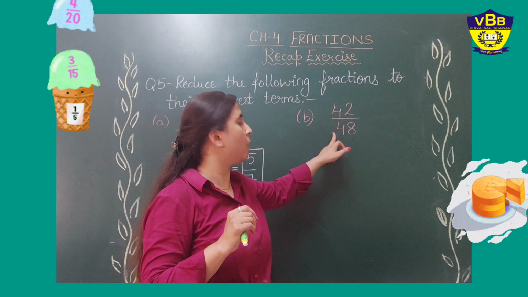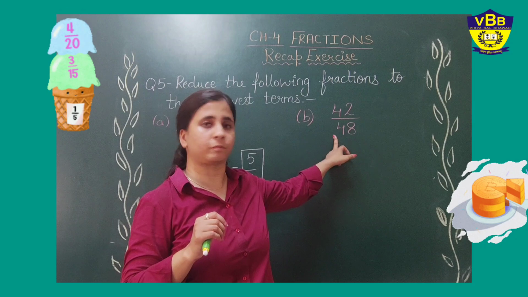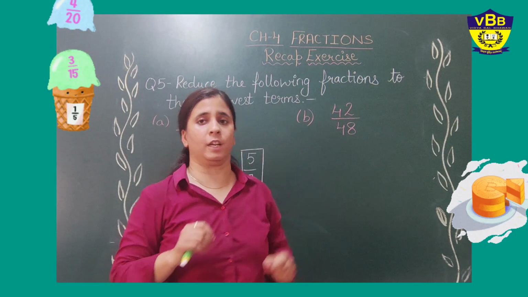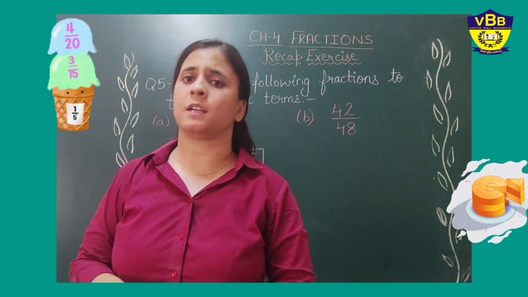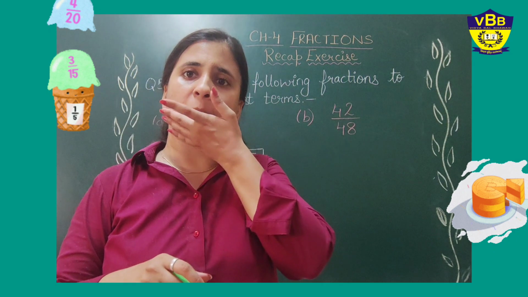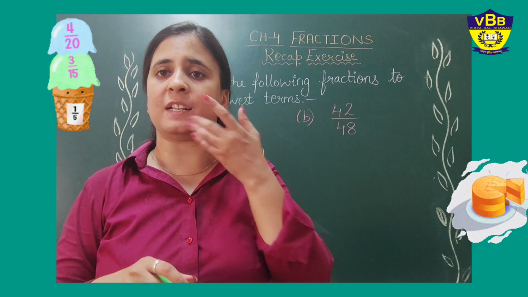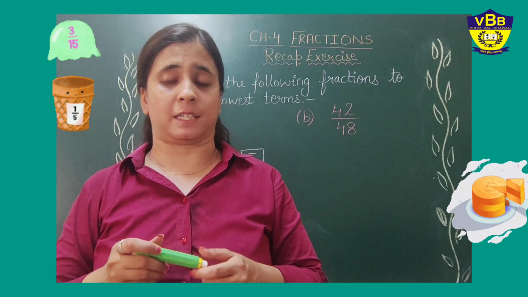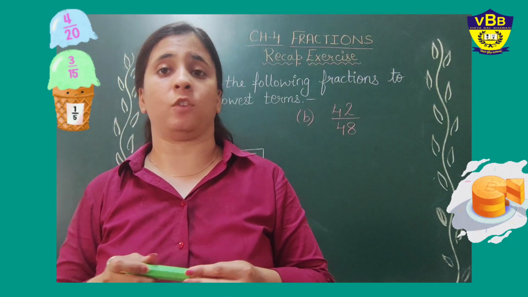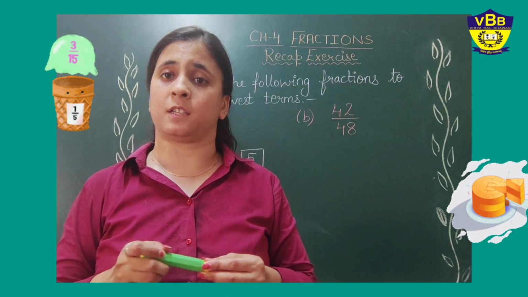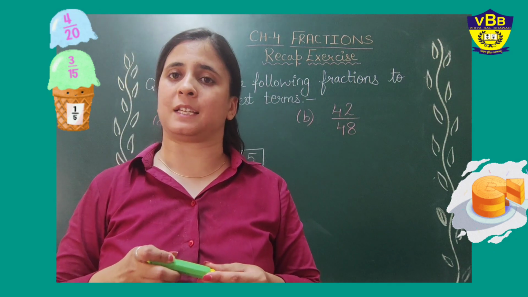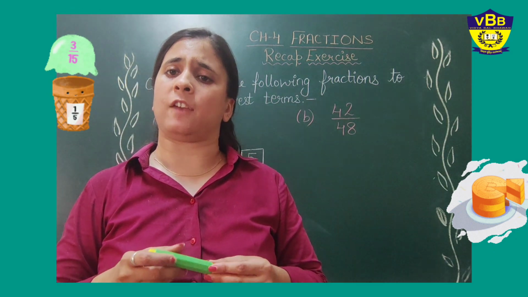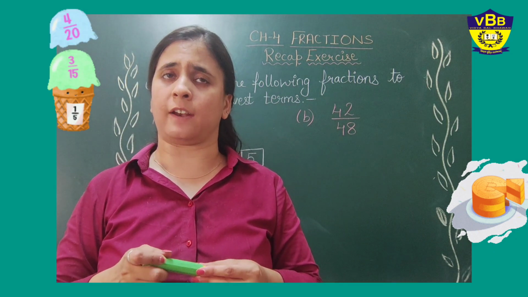It is 42 upon 48. 42 and 48, even numbers, can be divided by 2. But what else? Where else can we divide them? What will be their common factor? 6 can also be their common factor. We know that 6 7s are 42 and 6 8s are 48. So can we divide them by 6 directly?